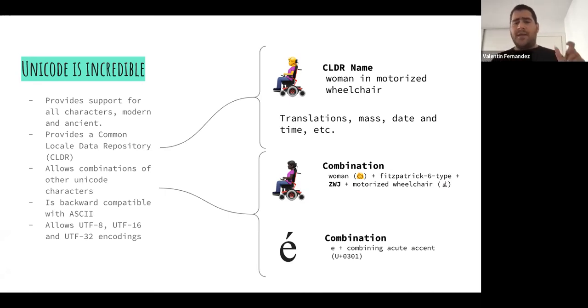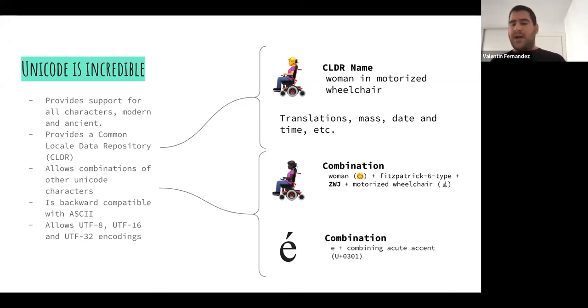Then we have a zero width joiner. That's another Unicode character. We're going to talk about that Unicode character later. And we have the motorized wheelchair emoji, right? All of those combined create this woman in a wheelchair with some kind of skin tone.